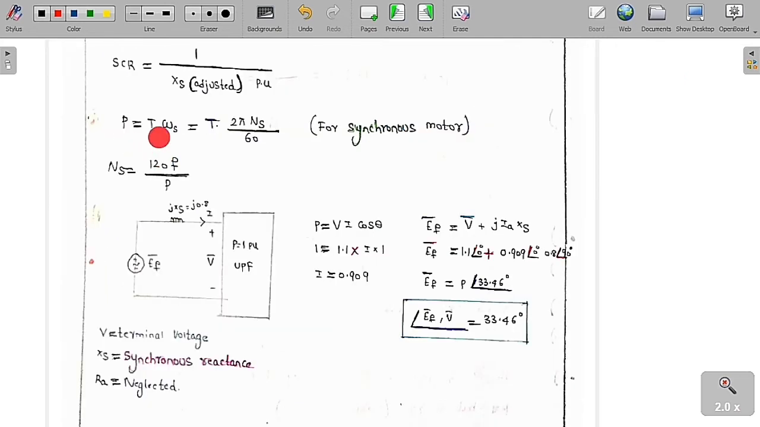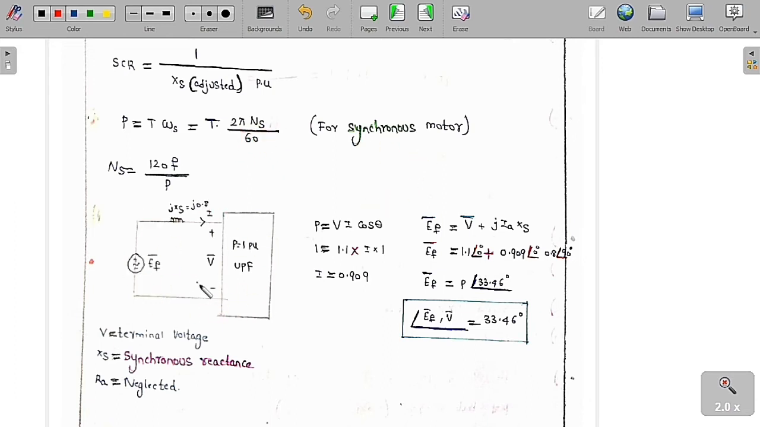So P is equal to T into omega S. For synchronous motor we are going to apply this general formula. So P is equal to T into 2 pi NS by 60, where NS is equal to 120 by T for synchronous motor, because NR is equal to NS is equal to 120 by T in the synchronous motor.